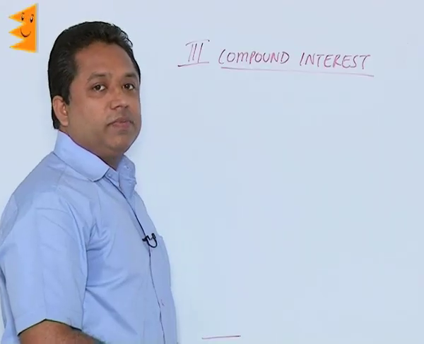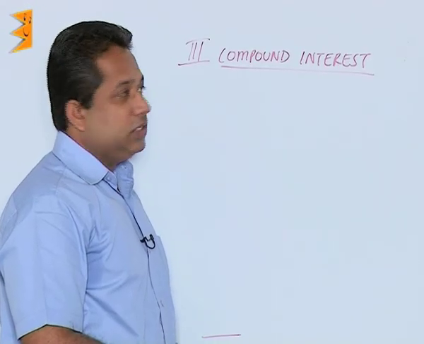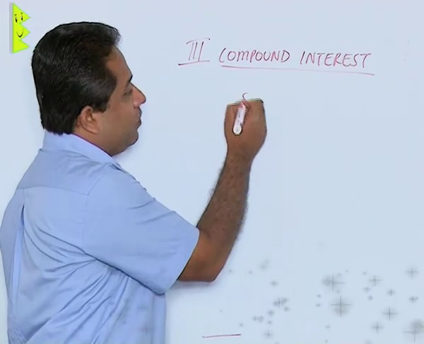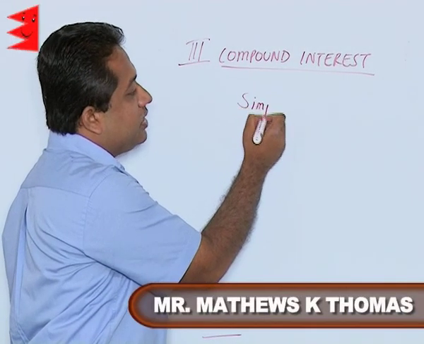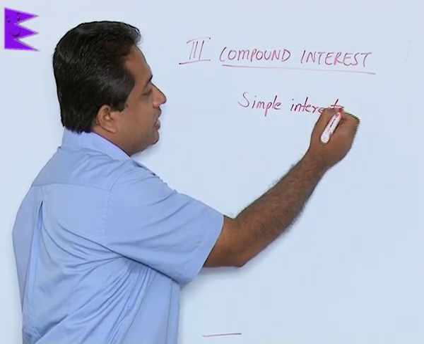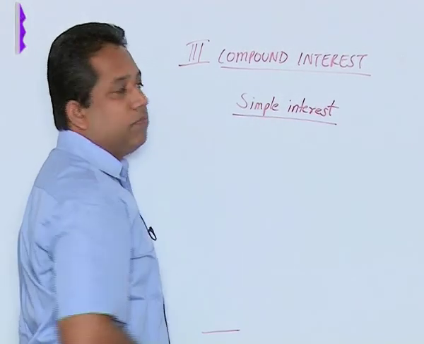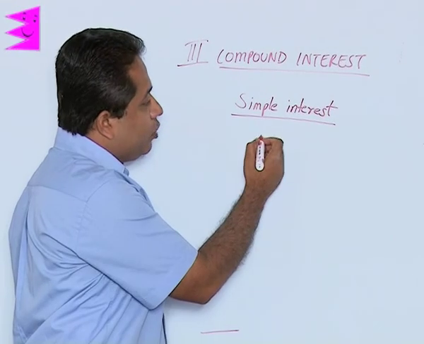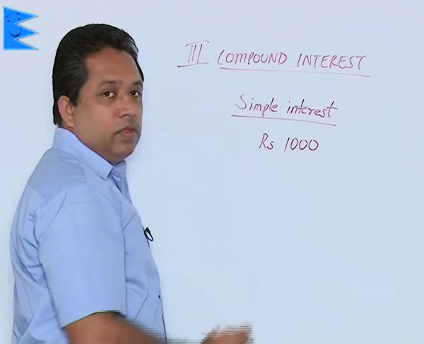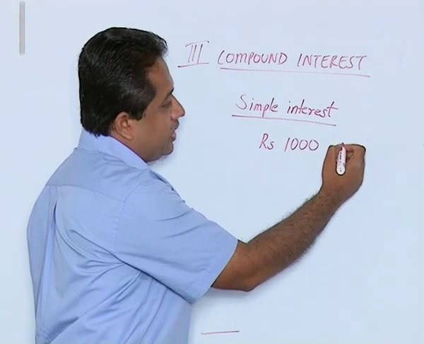In the third part of the chapter we deal with compound interest. Now, before understanding compound interest, we have already done something called simple interest in the earlier classes. There is a difference between simple interest and compound interest. Let us assume that you have deposited 1000 rupees in a bank and the rate of interest is 10%.